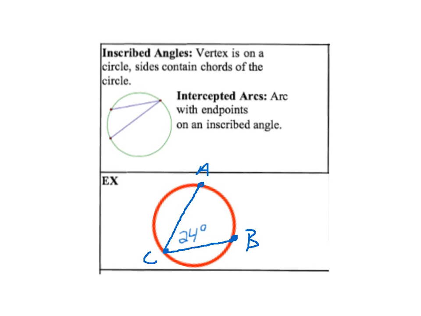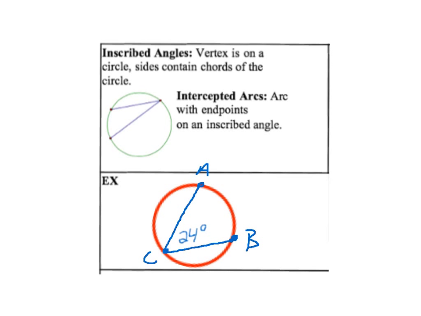The vertex is on the circle, so the vertex of the angle is on the circle right here. And the sides contain chords of the circle. So if we look at the sides here, they contain a chord. I'm sorry, the sides of the angle are chords. Okay, so that's what we're talking about.